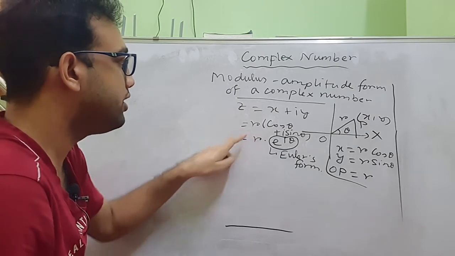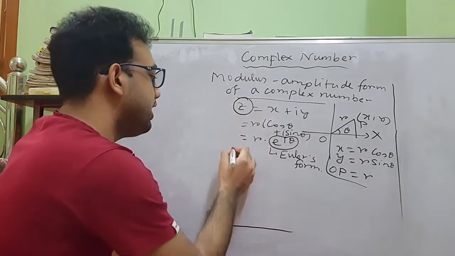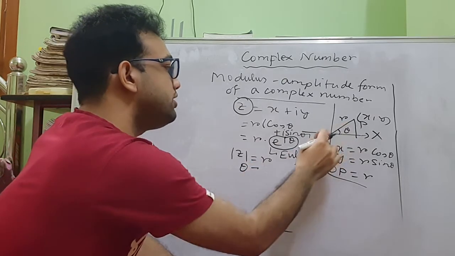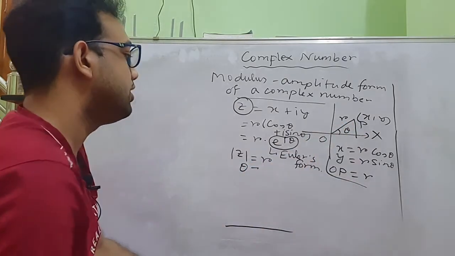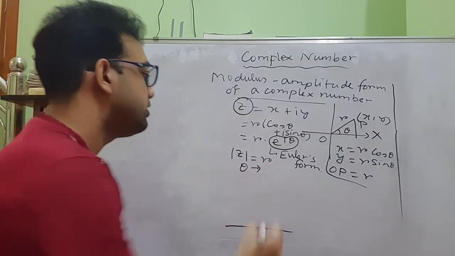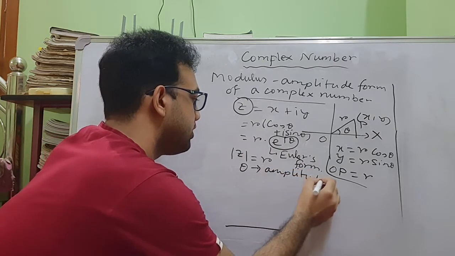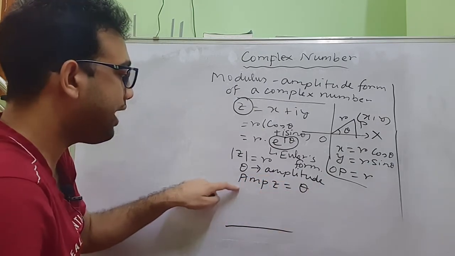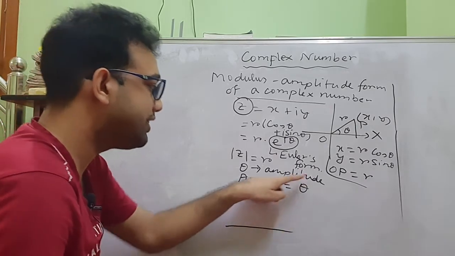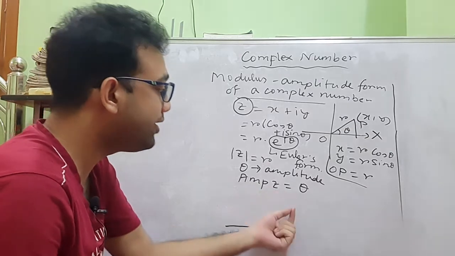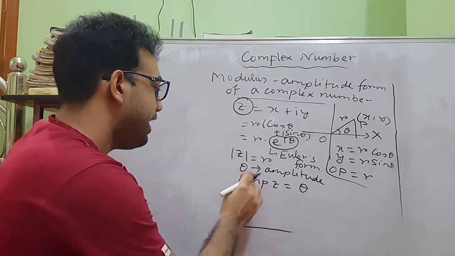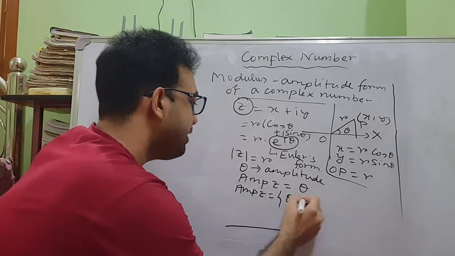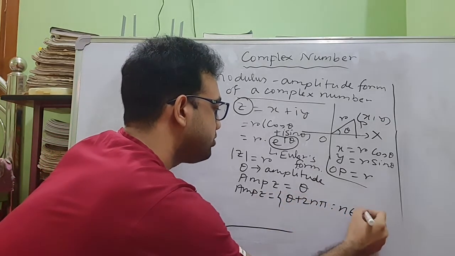So here r is called the modulus of the complex number z, and it is denoted by mod z equals r, and the angle theta which the line OP makes with the x-axis in the positive direction is called the amplitude, and we denote the angle as amp z equals theta. Here capital AMP z means theta is not unique. It can take many values; the amplitude of z is basically a set given by amp z equals theta plus 2n pi, where n belongs to Z.